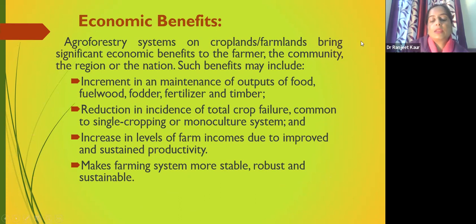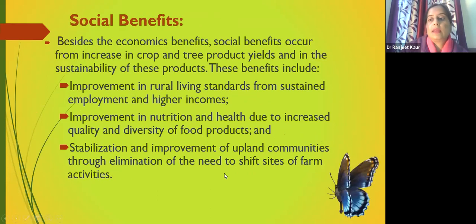Increment in maintenance of output of food, fuel, fodder, fertilizer, and timber. Reduction in incidence of total crop failure, which is common to single cropping or monoculture. It increases the level of farm income due to improved and sustained productivity, makes the farming system more stable, robust, and sustainable.